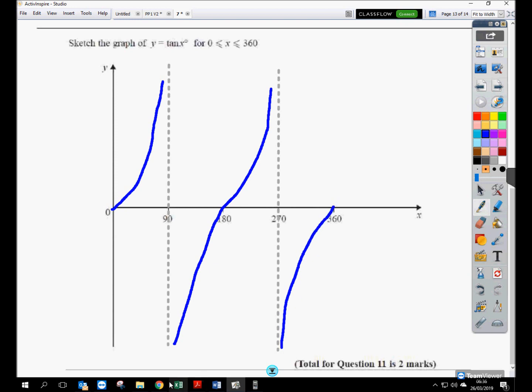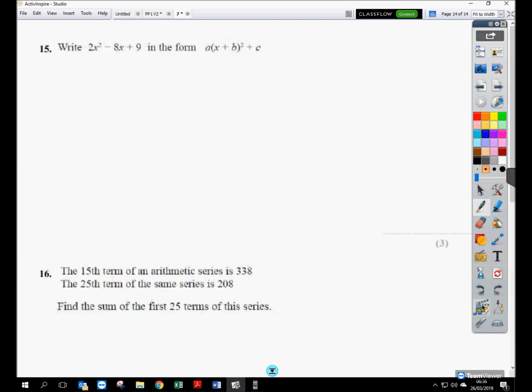Something like this. Okay, and you don't need to mark the y-axis. There you go. Right, the last couple of questions are grade 9. This is called completing the square, an advanced version.